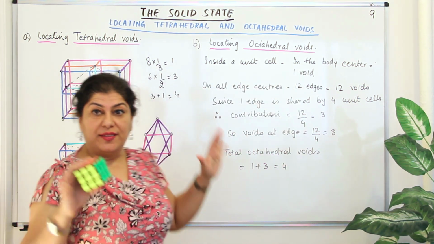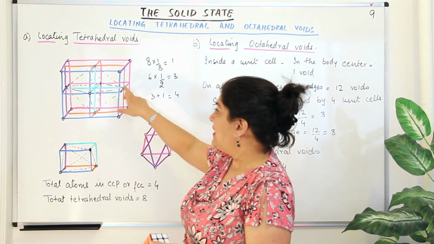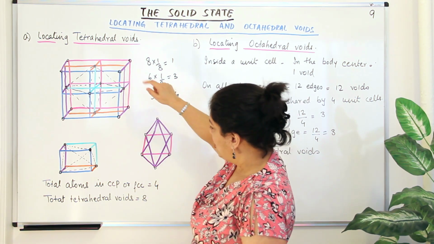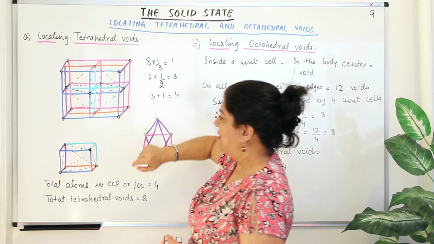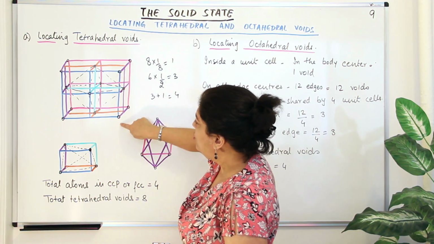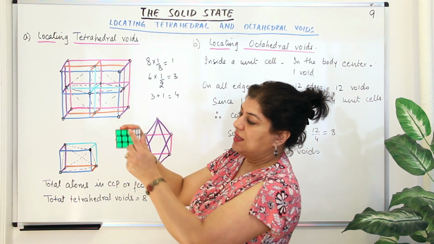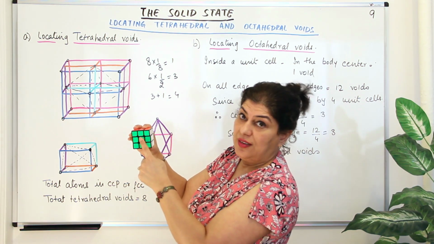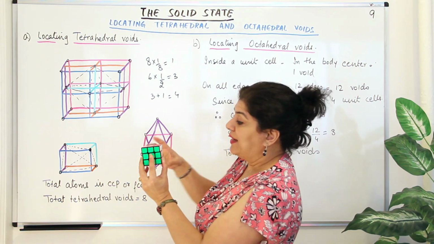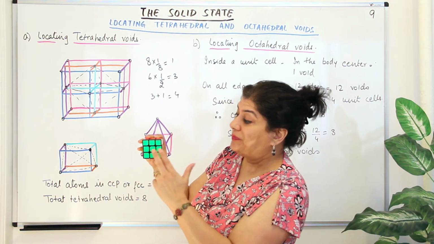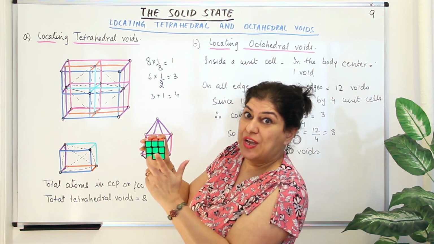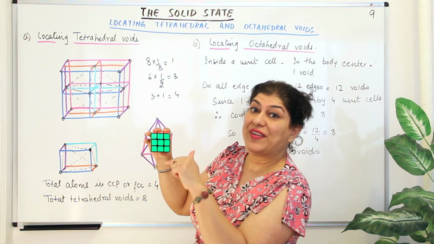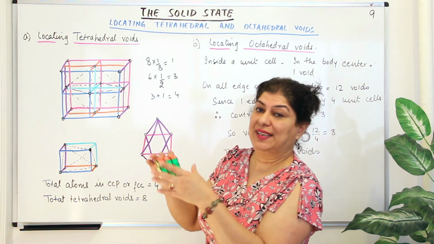So 12 edges are there in a cube, and at each of the edges too, you see there is an octahedral void. How will you see that? Imagine the two corners and one face center in this unit cell. This atom and the face center form, let us say, one triangle. Then in the adjacent atom, you will have two face centers there and a third face center, which will then form the opposite triangle.